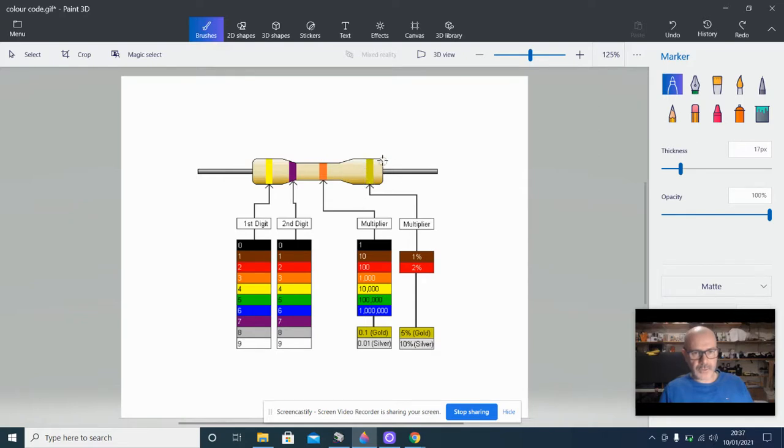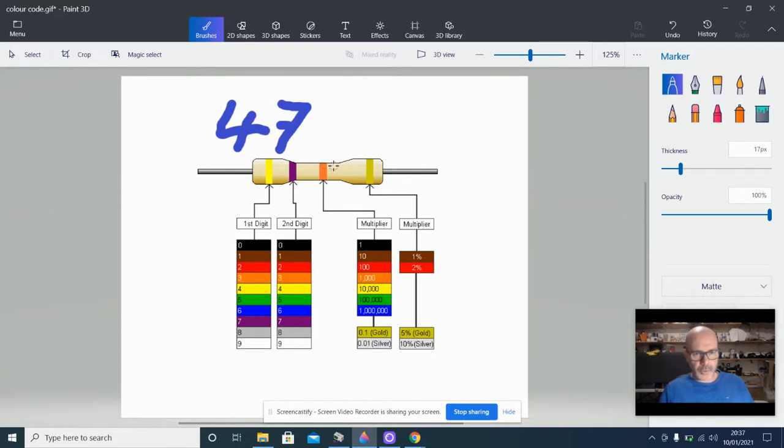We always keep this tolerance band, whether it's gold or silver, on the right hand side. So we work out our resistor value from the left hand side. We start over here on the left, the opposite side to our tolerance band. So yellow here is our first color, and yellow is 4. We write that down on our sheet of paper or whatever. And our second color here is violet or purple, and that is 7.